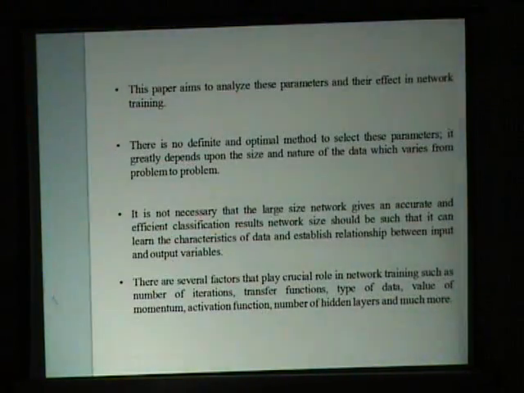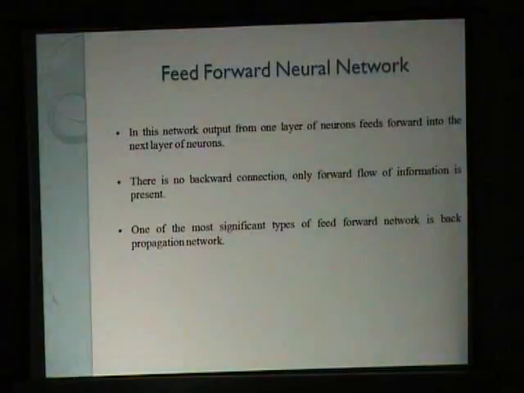There are several factors that play a crucial role in neural network training, such as number of iterations the algorithm should run, transfer functions, that is also known as activation functions, the type of data, value of the momentum, learning rate, number of hidden layers, and many more. What is feed-forward neural network? In this network, output of one layer of the neurons feeds forward into the next layer of neurons.